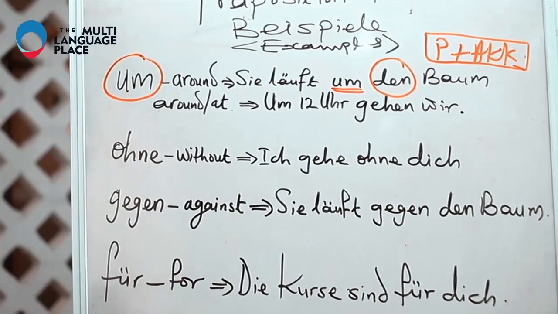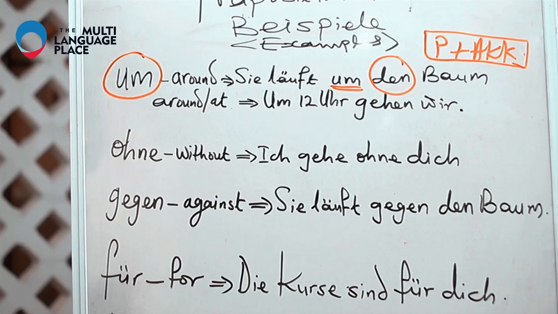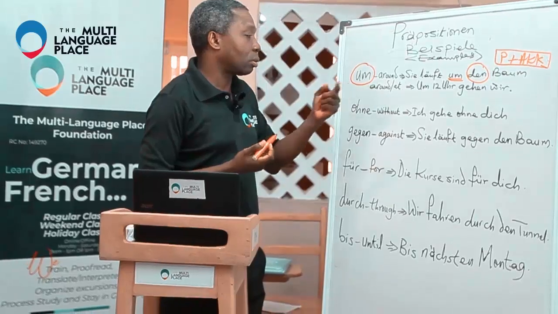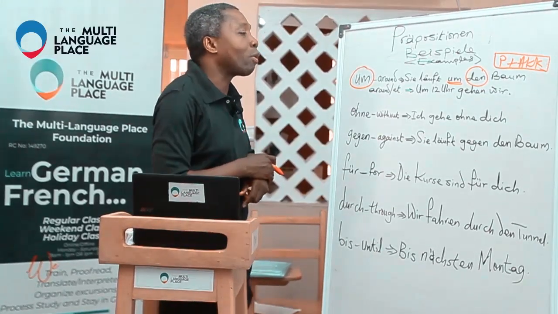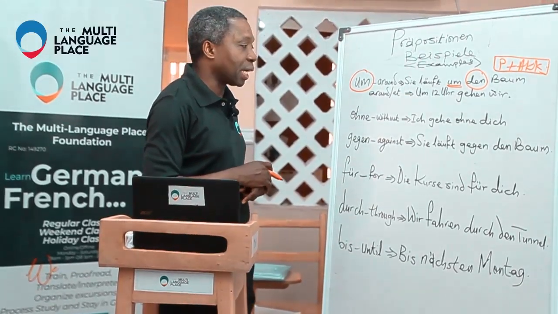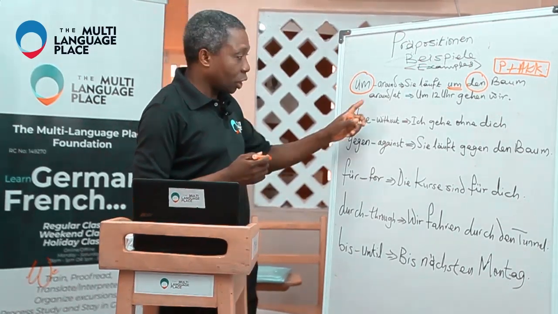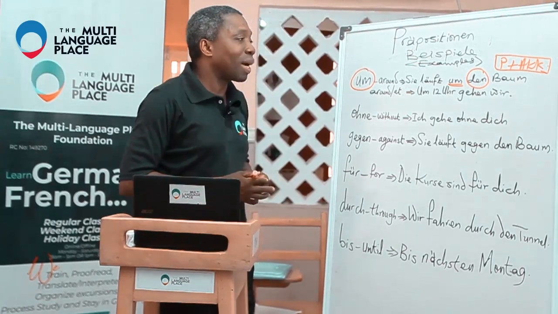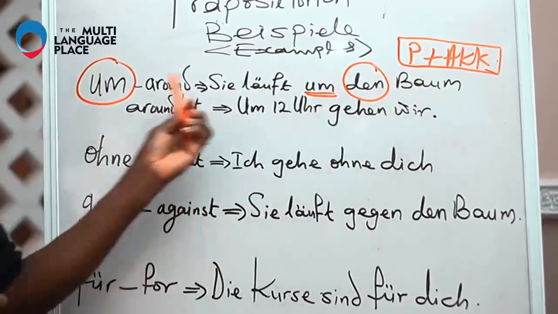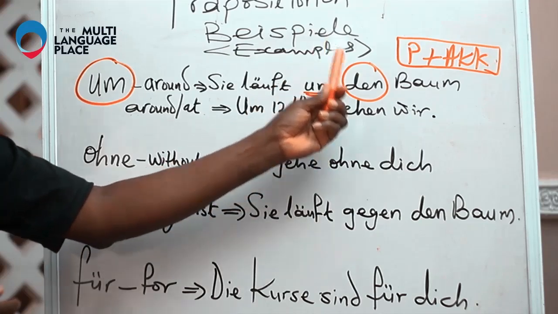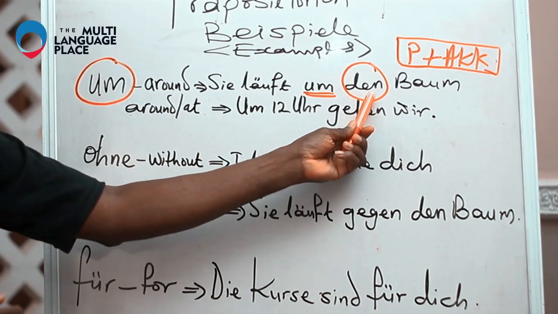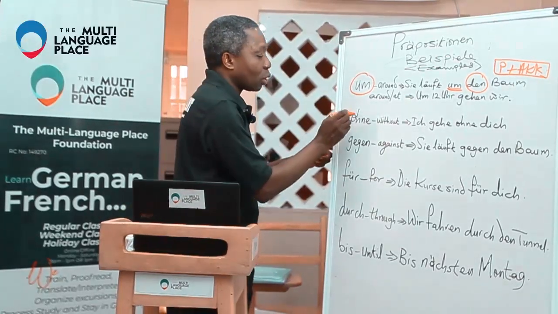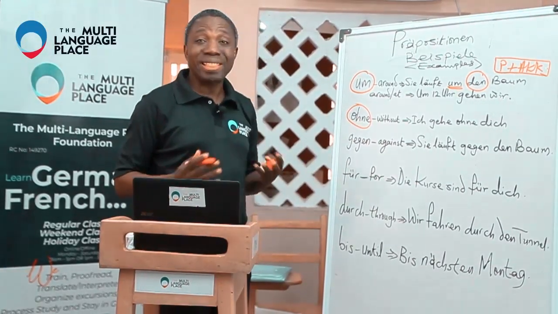I read the sentence again. Sie läuft um den Baum. And then um, of course, can also be used to tell time. Um 12 Uhr gehen wir. This is just to explain the meaning, the usage of um. But when we are talking about accusative, this first sentence describes it better. After um there is an article, definite article, and it must be in the accusative form. Very important.